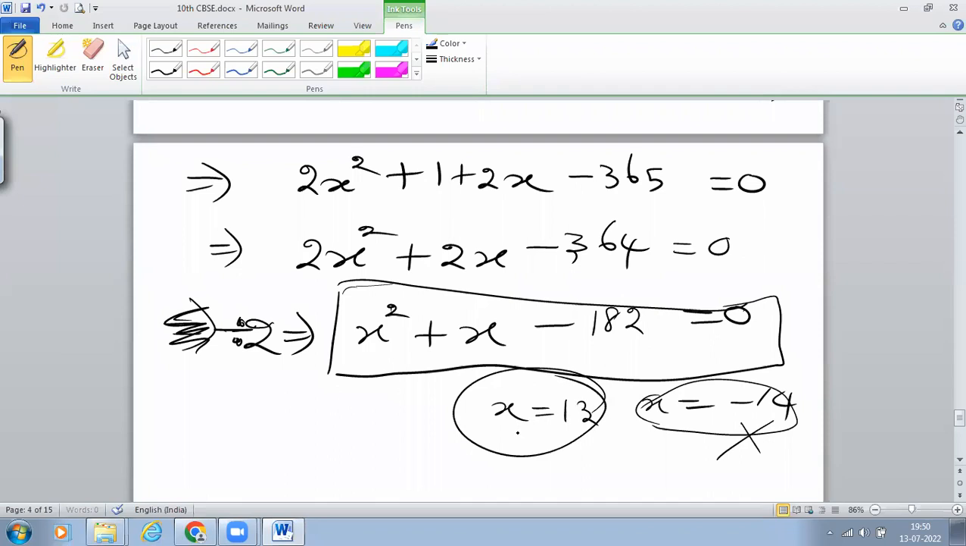Therefore, when x is equal to 13, what is the consecutive number? The next integer, 14. So for this question, the answers are 13 and 14. This is the answer. So please solve this equation and check whether you are getting 13 and 14 as the answer.